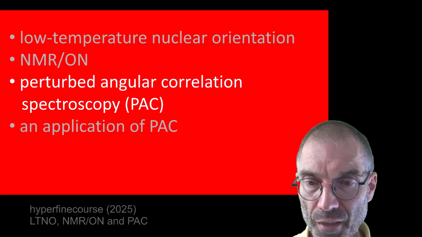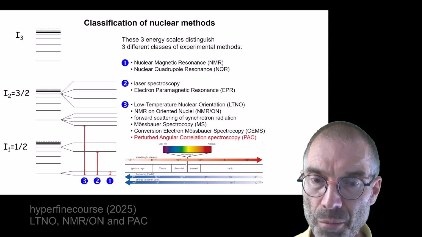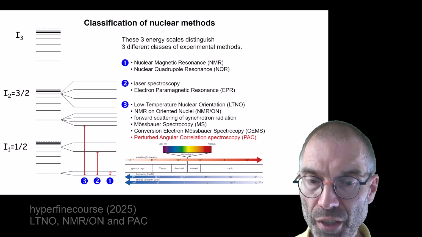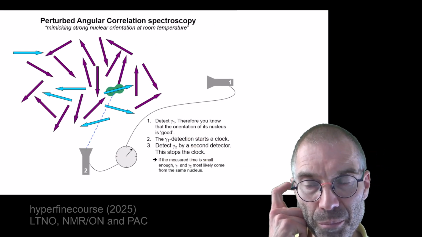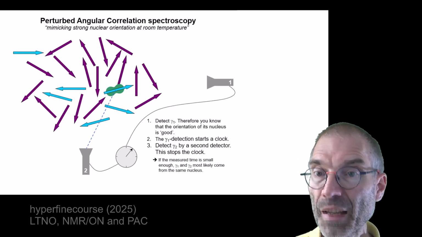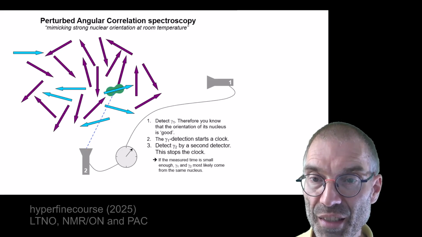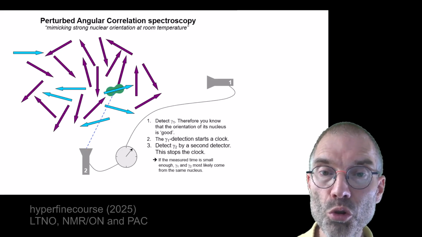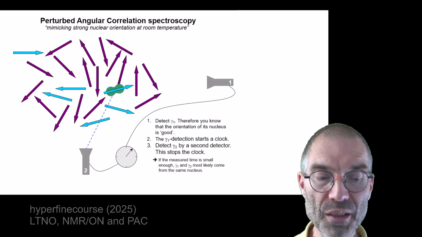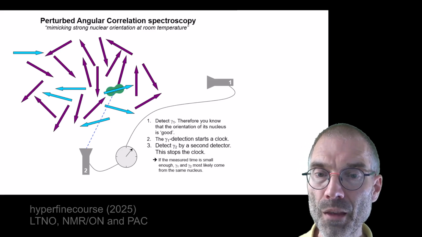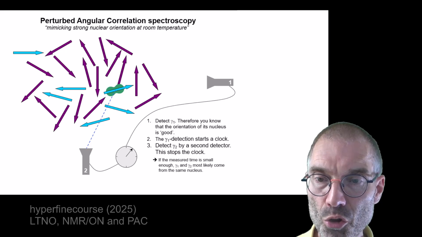Now we enter perturbed angular correlation spectroscopy. Again, a method of class 3. We have nuclear transitions. We even have two nuclear transitions in the case of PAC. The tagline that I entered there is the idea of PAC. That is, we want to mimic strong nuclear orientation, but not at very low temperatures. No, we want to mimic this at room temperature or any other temperature.